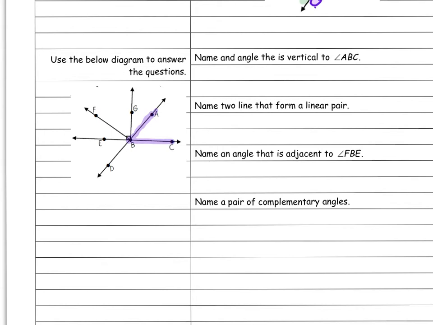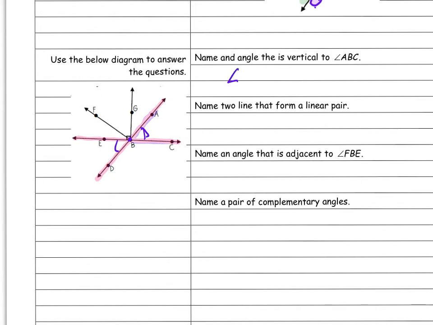So I want to find something that is vertical to that. So vertical angles means I need 2 lines. There are 2 lines across. So what 2 lines make that angle? Well, there's one, and here is the other. Okay. So here's angle ABC. So what is vertical? Vertical means they share an endpoint and they're opposite of each other. That means it's this angle.